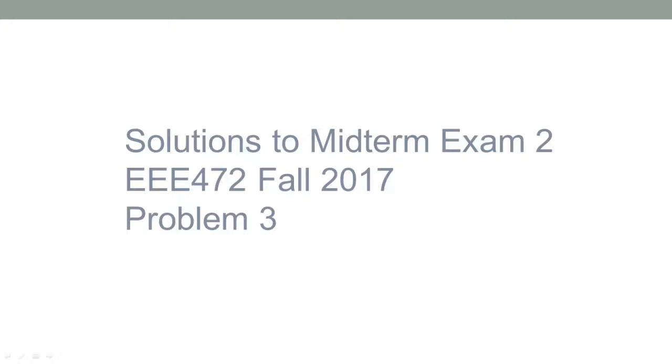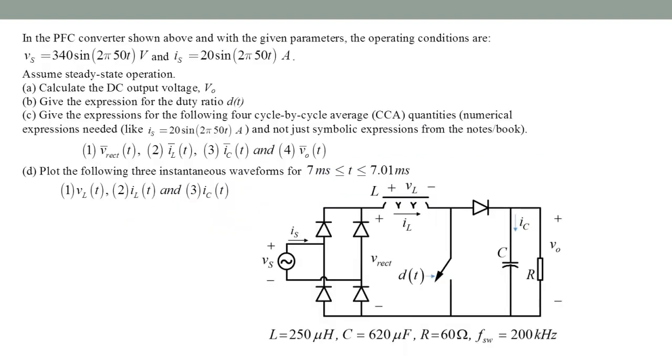This video discusses the problem 3 of midterm exam 2 solutions. Okay, so this problem is on a PFC, power factor correction circuit, shown here. The input voltage and the current drawn from the grid IS are given, and we need to calculate the output voltage and draw various waveforms.